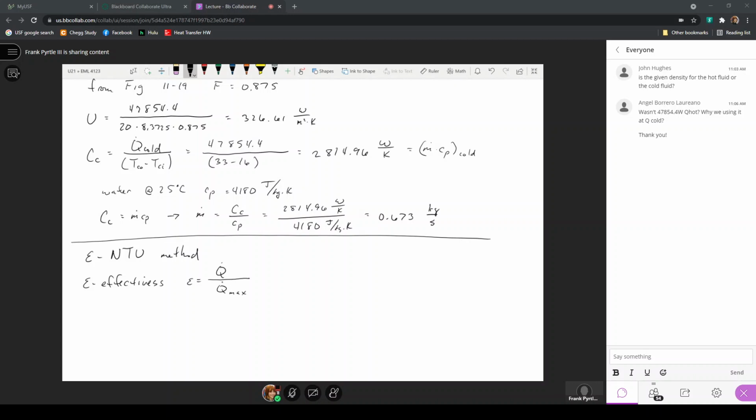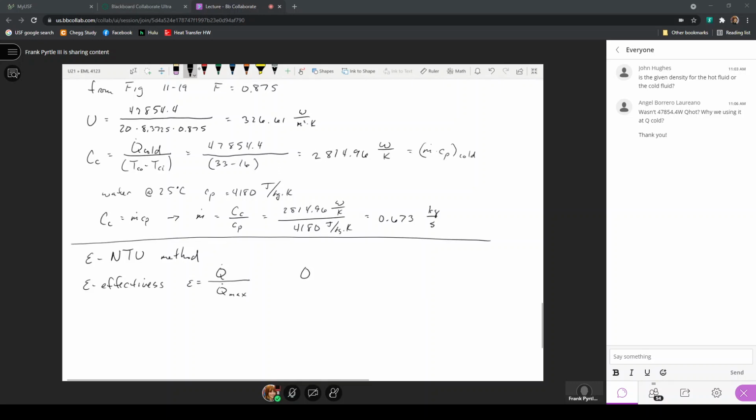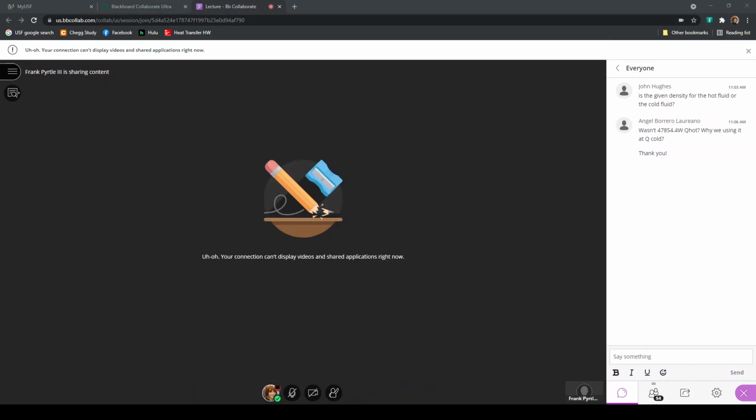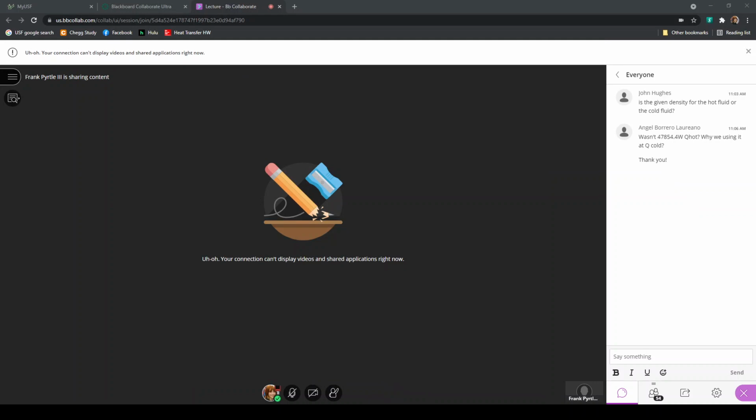Q dot max is the maximum possible heat transfer rate. The maximum heat transfer rate, Q dot max, is the minimum of the two capacity rates of the fluids, C min, times T hot in minus T cold in. This will be representative of the greatest heat transfer that could occur between those two fluids. So C min is just the lower of the two fluid capacity rates.